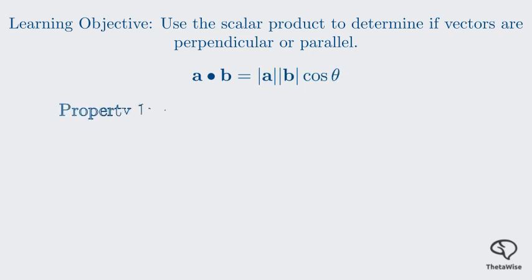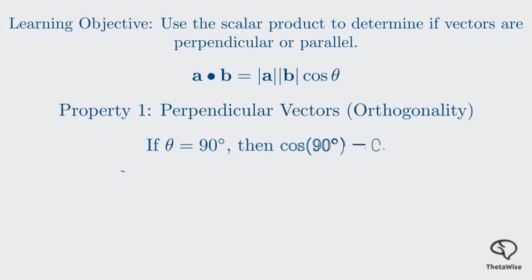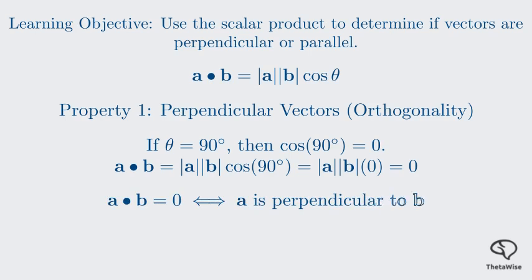First, for perpendicular vectors. If vector a is perpendicular to vector b, the angle theta between them is 90 degrees. Since cos 90 degrees is 0, the entire expression becomes 0. Therefore, if two non-zero vectors are perpendicular, their scalar product is 0. The reverse is also true. If their scalar product is 0, they are perpendicular. This gives us a simple and powerful condition. a dot b equals 0 if and only if a and b are perpendicular.